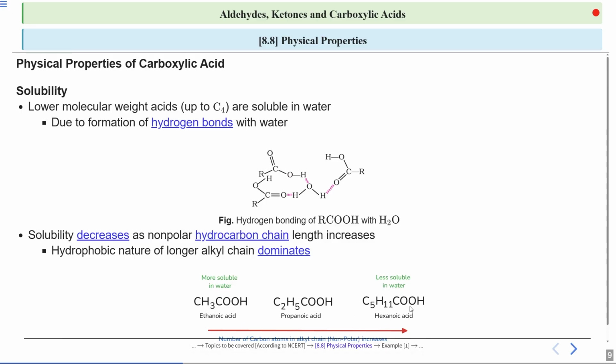Okay, while if you look at hexanoic acid, it has a 5 carbon containing pentyl group. So that is why, if you see from here, this is the number of carbon atoms in the alkyl chain, which is the non-polar part, and it is increasing. If you're going from ethanoic to propanoic to hexanoic, hexanoic has the most carbon atoms in the alkyl chain. So that is why hexanoic acid is least soluble in water, whereas ethanoic acid is more soluble in water. Okay, so as the hydrophobic nature of the alkyl chain dominates, the solubility will decrease.